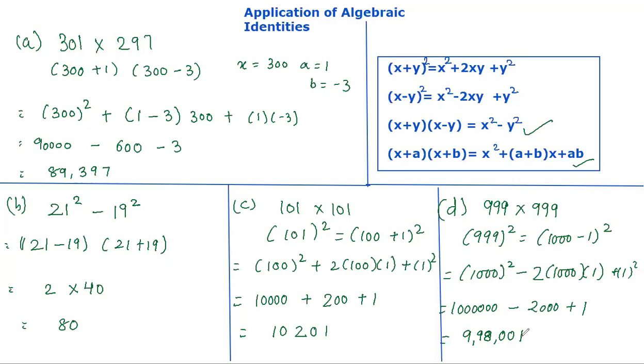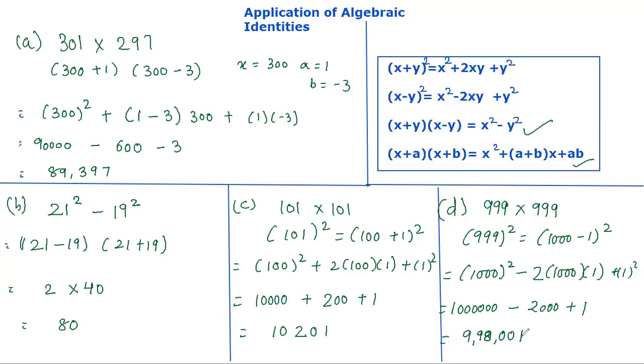Now, there are n number of ways to split this 101. The best way to split this would be 100 plus 1. I could have done 99 plus 2 also, or I could have done 95 plus 6 also, but I don't know the square of 95. So that will increase my work. So always split the numbers in such a way that you are splitting them into known numbers, whose squares you can write easily.